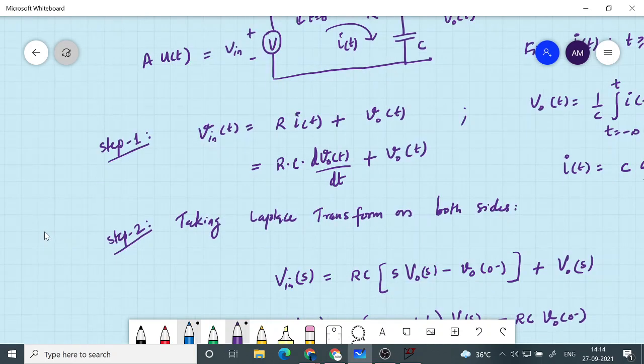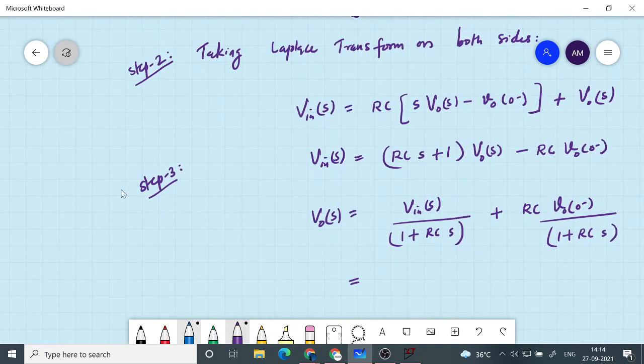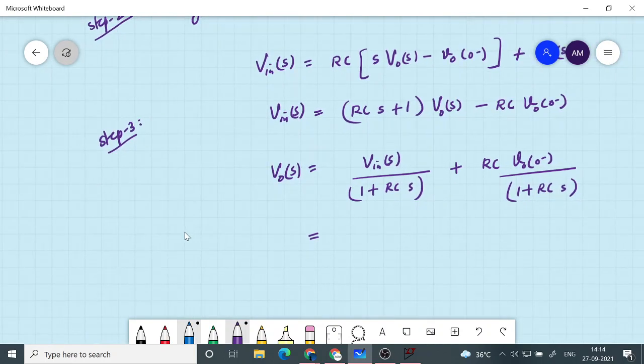A is just a voltage, the magnitude of the voltage, and u of t says the switch is getting closed at t equal to 0 and the constant voltage comes. So it will be A by S into 1 plus RCS, because the unit step function has a Laplace transform, which is Vn of S is A by S.